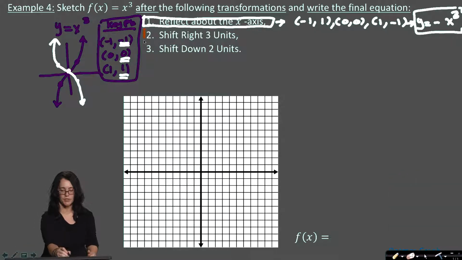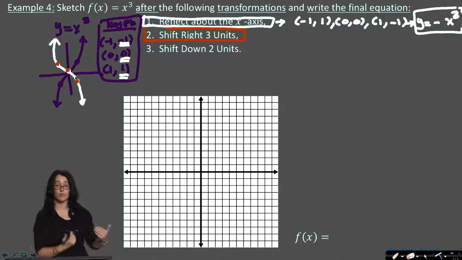Our second transformation is to take the graph that we just left off with and shift it to the right 3 units. Shifting it to the right 3 units. So let's see what that would mean here to shift this to the right 3 units. Normally what we would do here is we would go ahead and say to shift it to the right 3 means I pick up each of these points, right? And I walk them 3 units to the right.